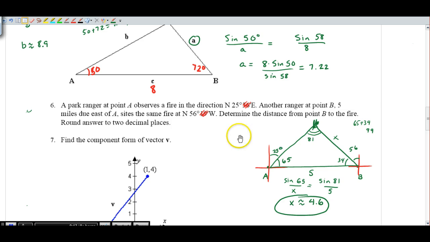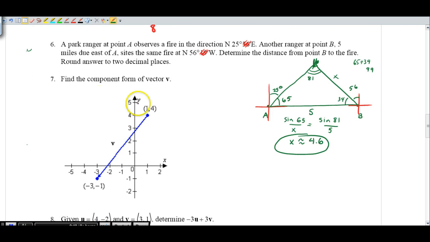Okay. Problem number 7, find the component form of vector v. We're going to subtract the initial from the terminal. So we're going to get -3, take away 1, comma, -1 take away 4. So we're going to get -4, -5. Now that vector you can kind of see here, it's this vector there, -4, -5.